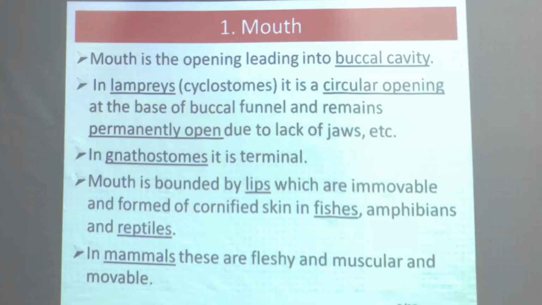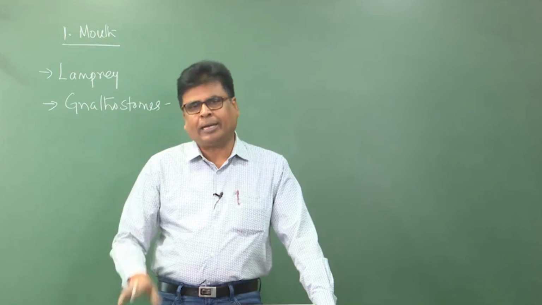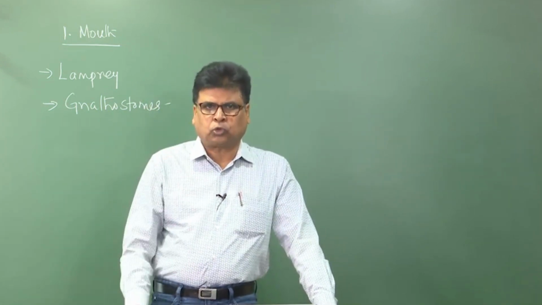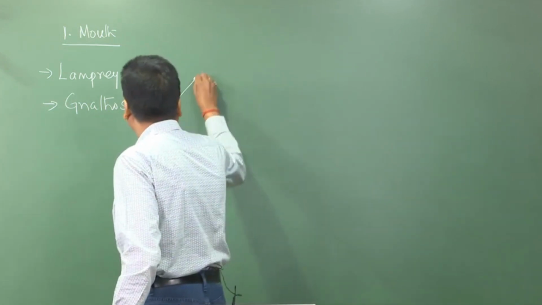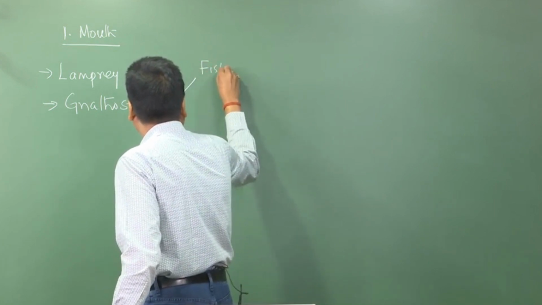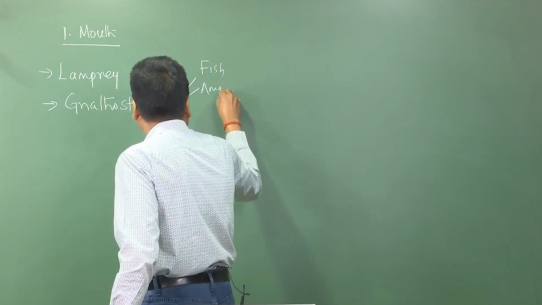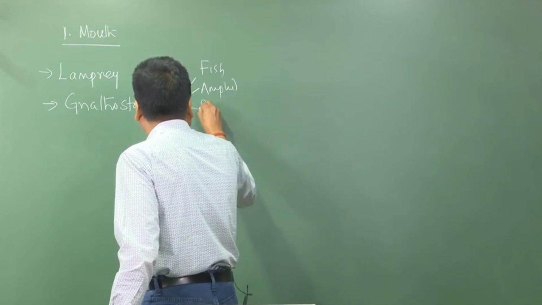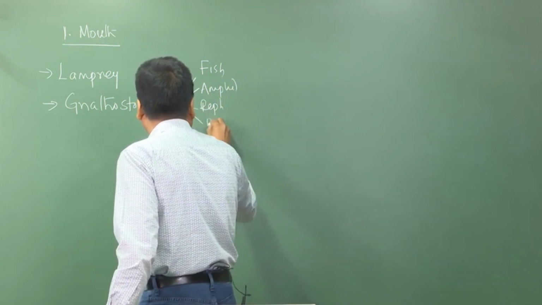In gnathostomes, the mouth is bounded by lips which are immovable and formed of cornified skin in fishes, amphibians and reptiles. In mammals, these are fleshy, muscular and movable. Again, gnathostomes include the first one, fish, the second one amphibians, the third one reptiles, then birds and mammals.